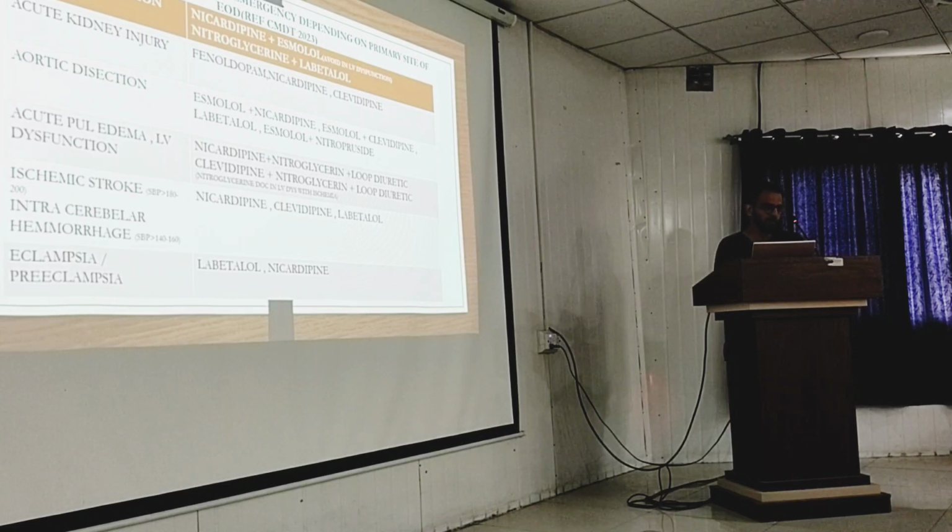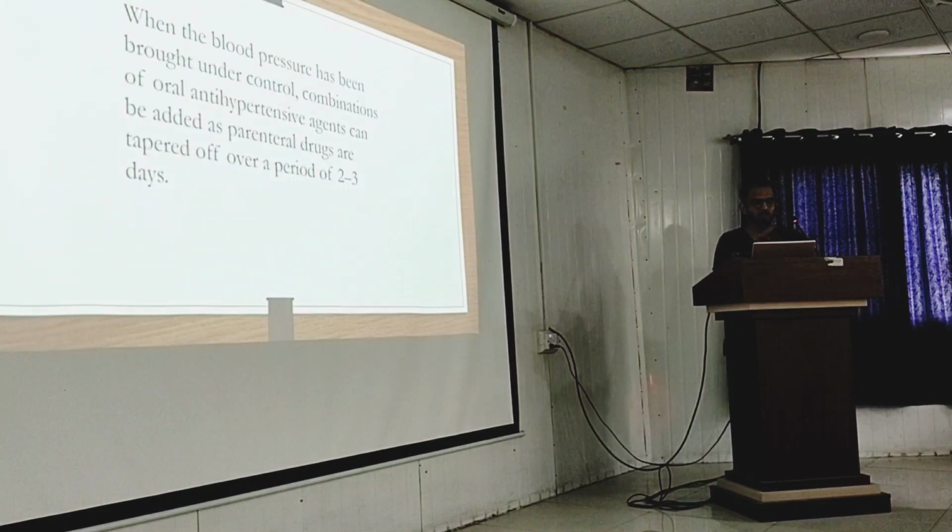For ischemic stroke, we need to keep the systolic blood pressure below 180, and for intracerebral hemorrhage a systolic blood pressure of 140 to 160. Nicardipine, clevidipine, and labetalol are the choices. For eclampsia and preeclampsia, labetalol and nicardipine are the choices. When blood pressure has been brought under control, combinations of oral antihypertensive agents can be added as parenteral drugs are tapered off over a period of 2 to 3 days.